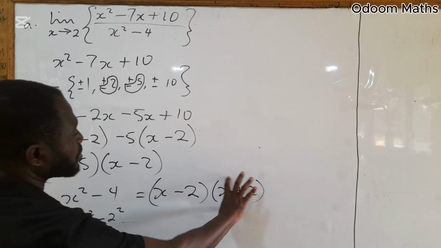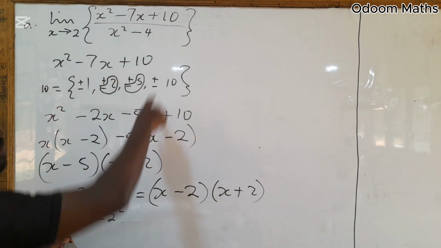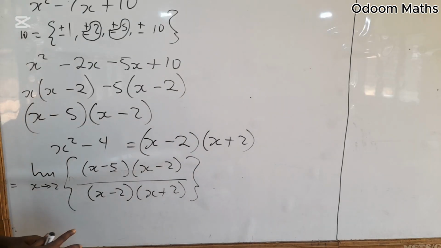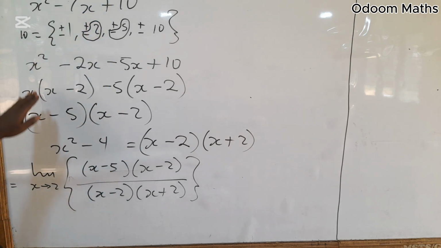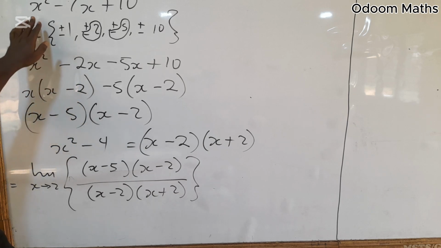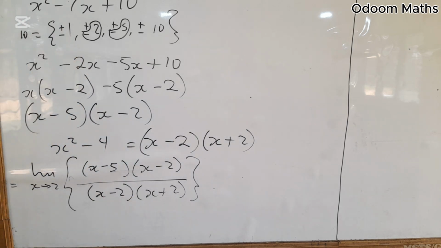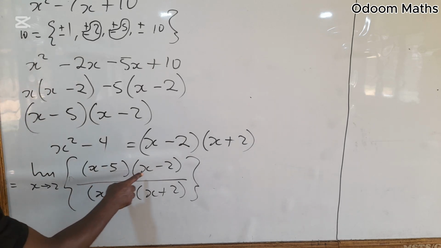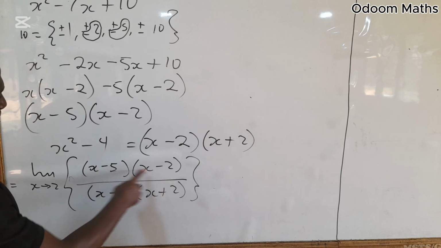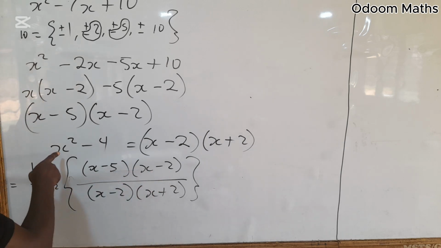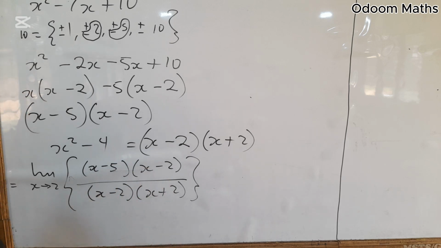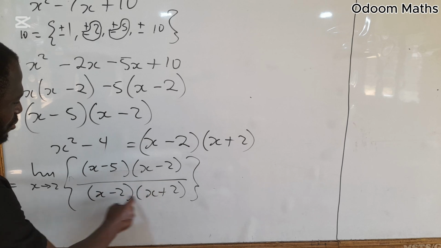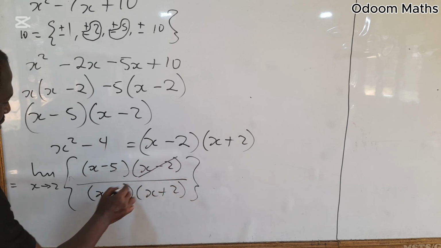Now let's put this one and this one into the question. So here I've replaced the x squared minus 7x plus 10 by the factors we had, then x squared minus 4 also by its factors. Okay, so now let's see. Since this and this are multiplying over this also multiplying, we can take care of this one.